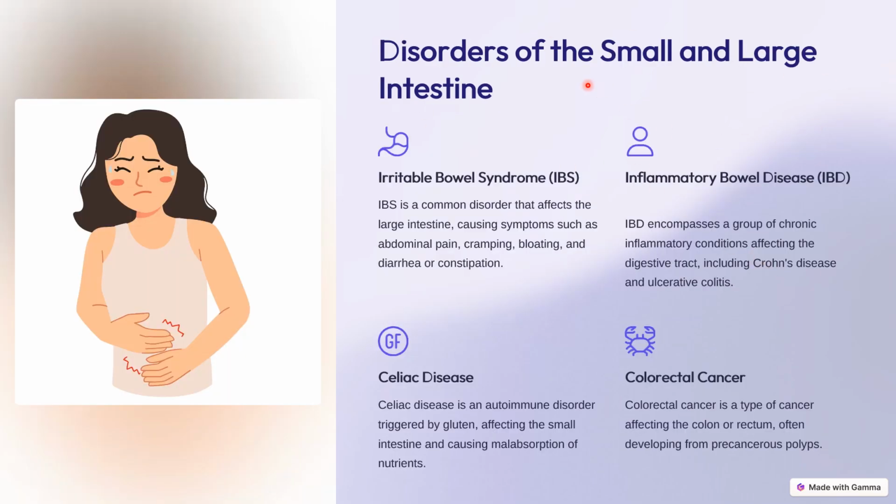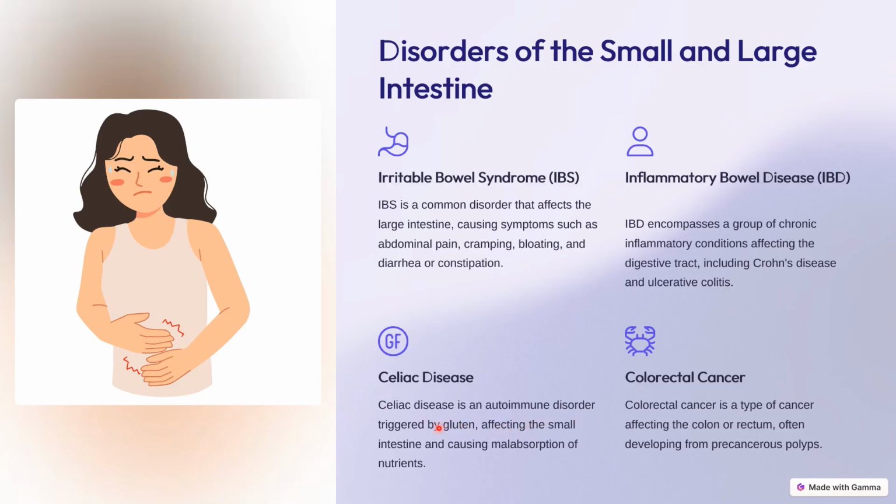Now we'll see the disorders of the large and small intestine. First we'll see irritable bowel syndrome, IBS. It is a common disorder that affects the large intestine, causing symptoms such as abdominal pain, cramping, bloating, and diarrhea or constipation. Next, inflammatory bowel disease, IBD, which encompasses a group of chronic inflammatory conditions affecting the digestive tract, including Crohn's disease and ulcerative colitis.